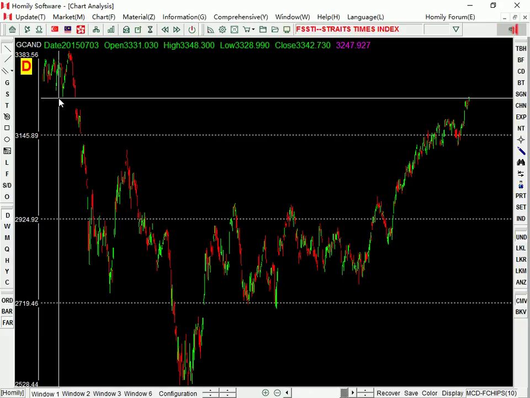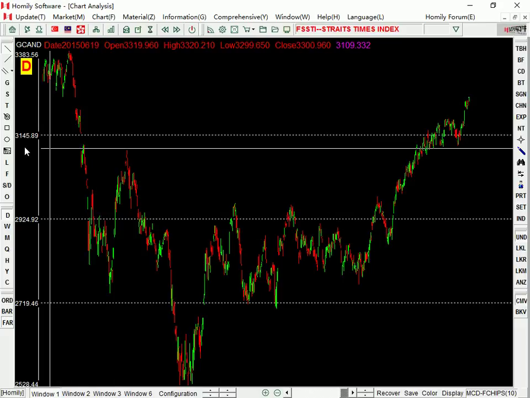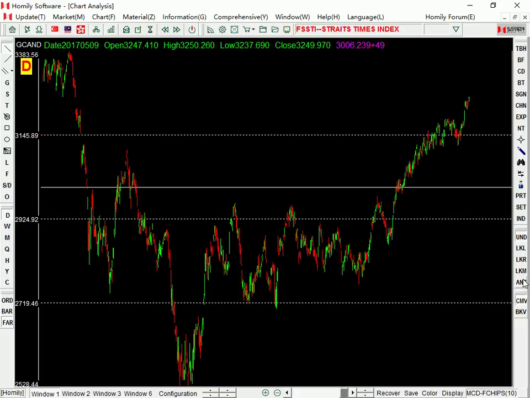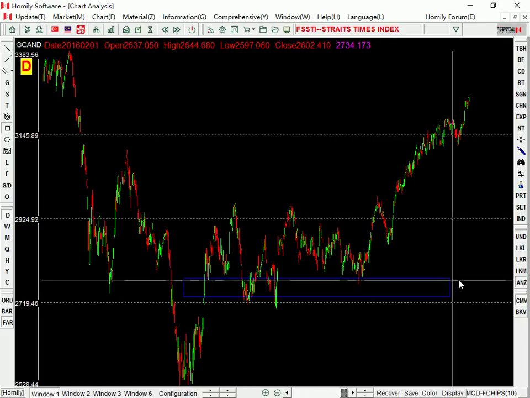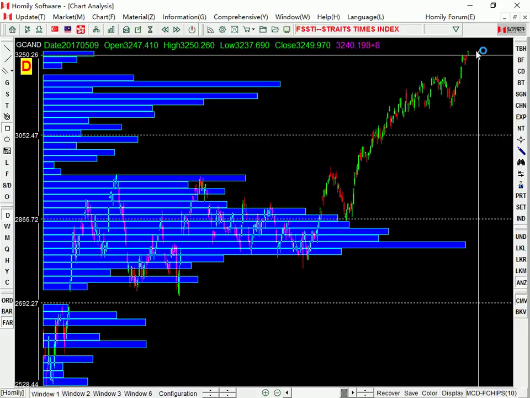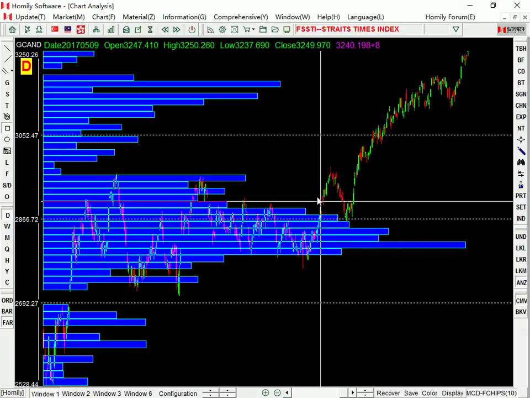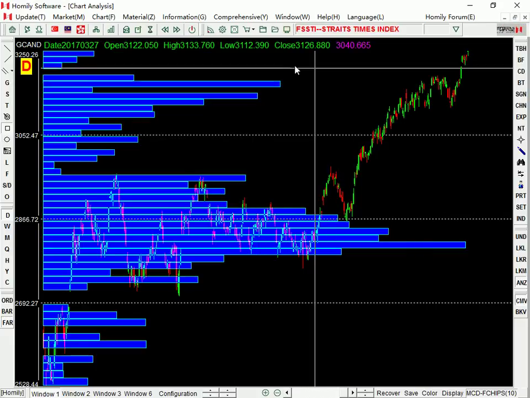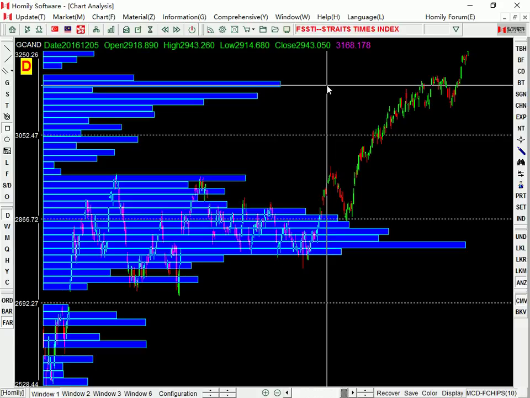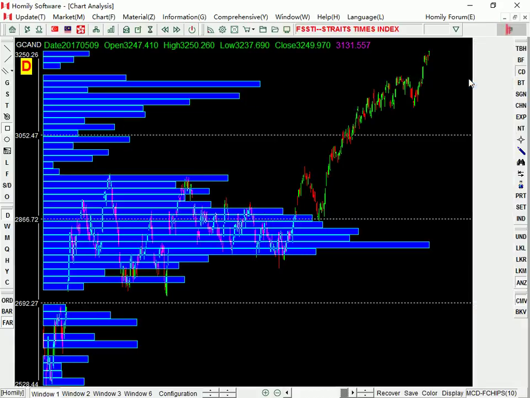If you want to judge the market, you can use some indicators. So let's use chips distribution to judge where the support and resistance are. So we can click CD chips distribution. So we know where the large resistance is around here, right? So if you see the market break out the resistance and continue to go up, the next resistance is not strong, okay?